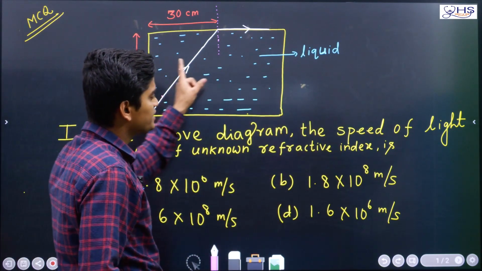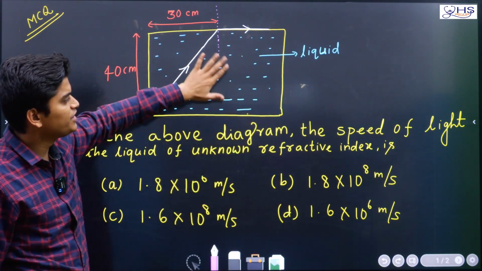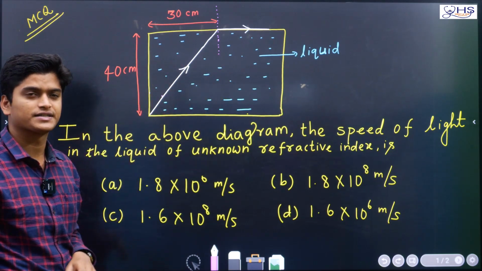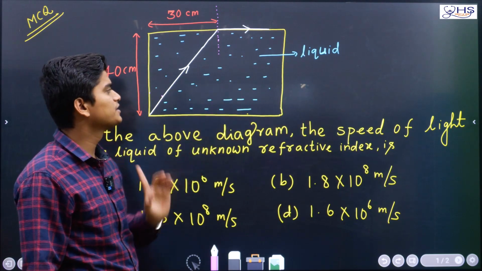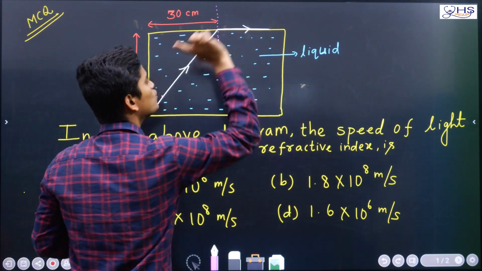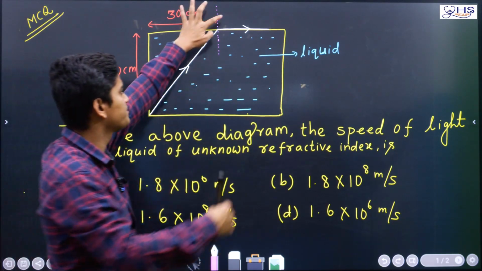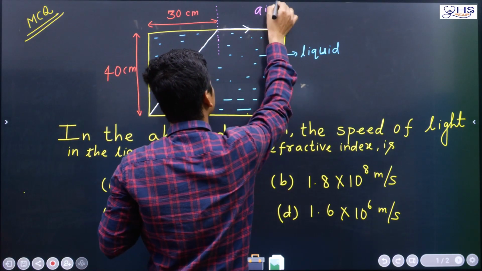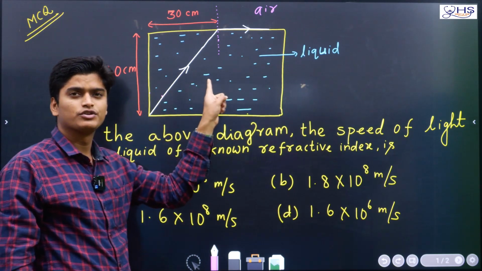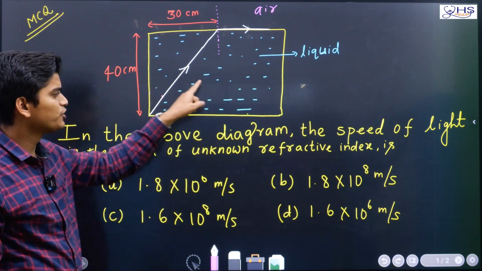So now today we'll be discussing how to find the speed of light in a medium of unknown refractive index. Here a diagram is given, and a light ray is traveling from a liquid medium to an air medium. Nothing else is mentioned, which means it is an air medium. Now you need to find the speed of light in this liquid medium.